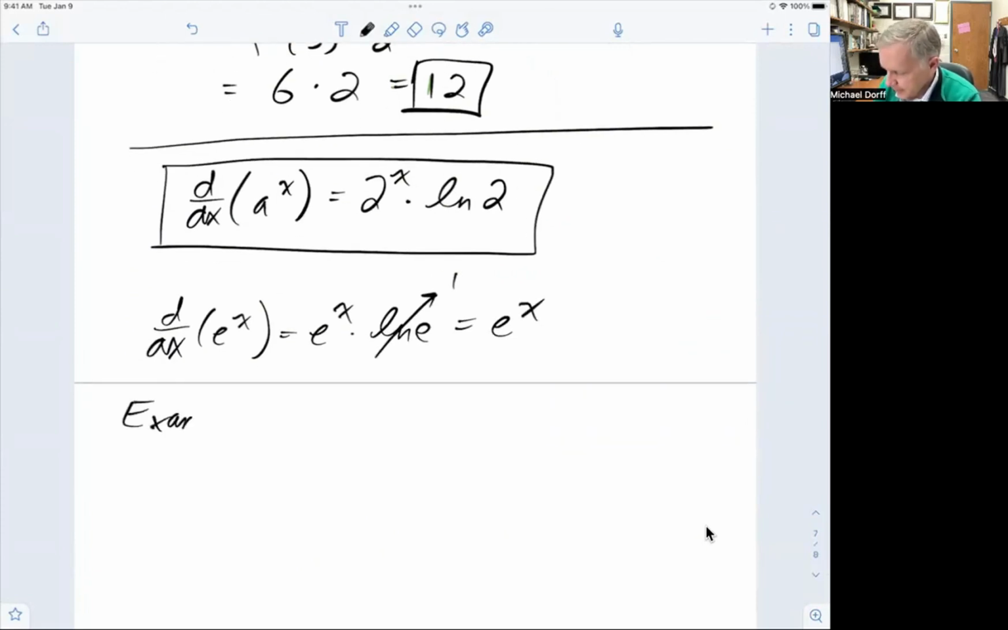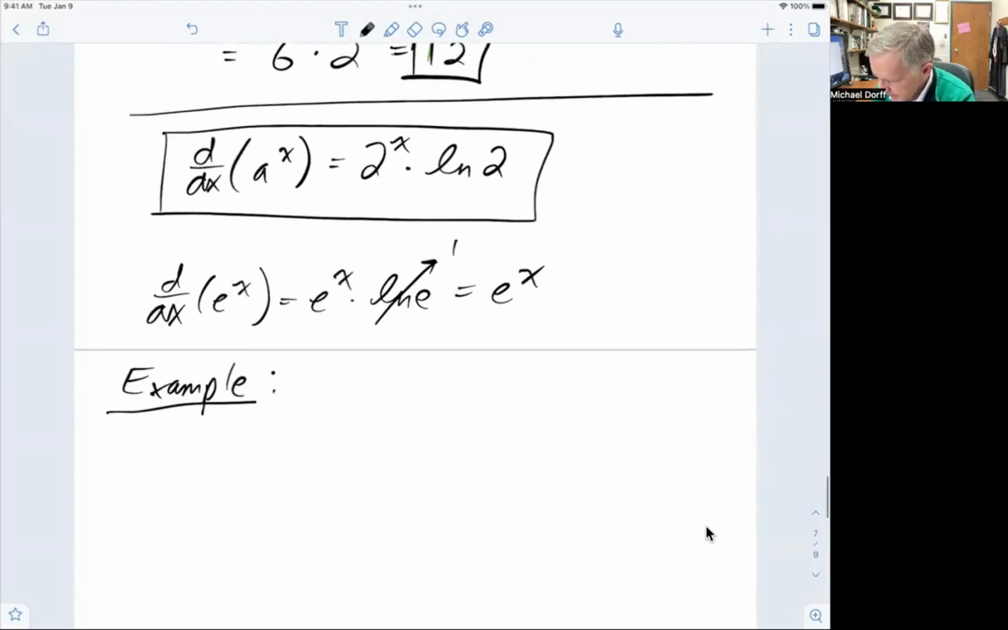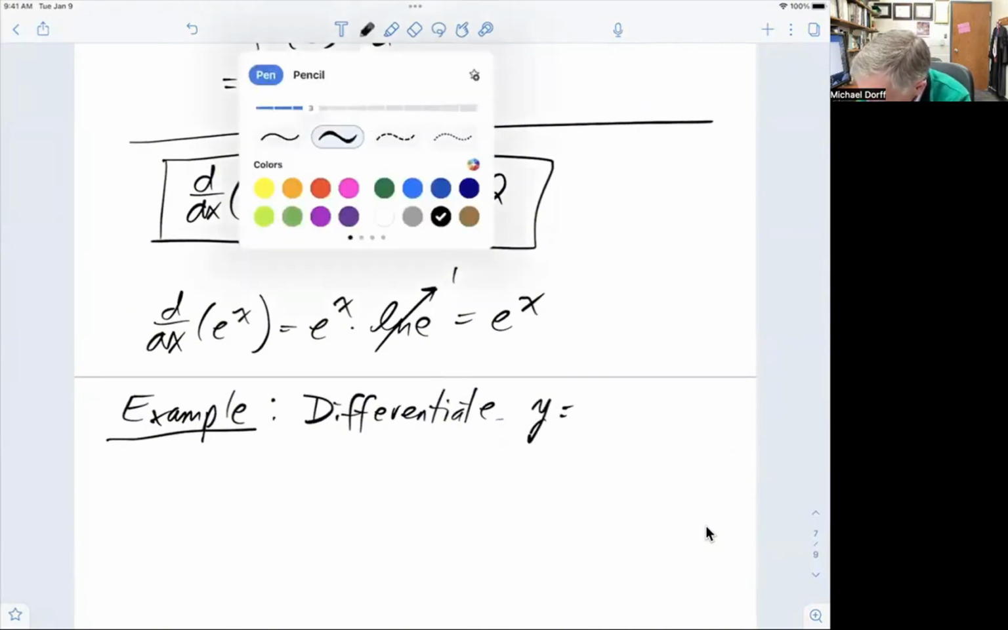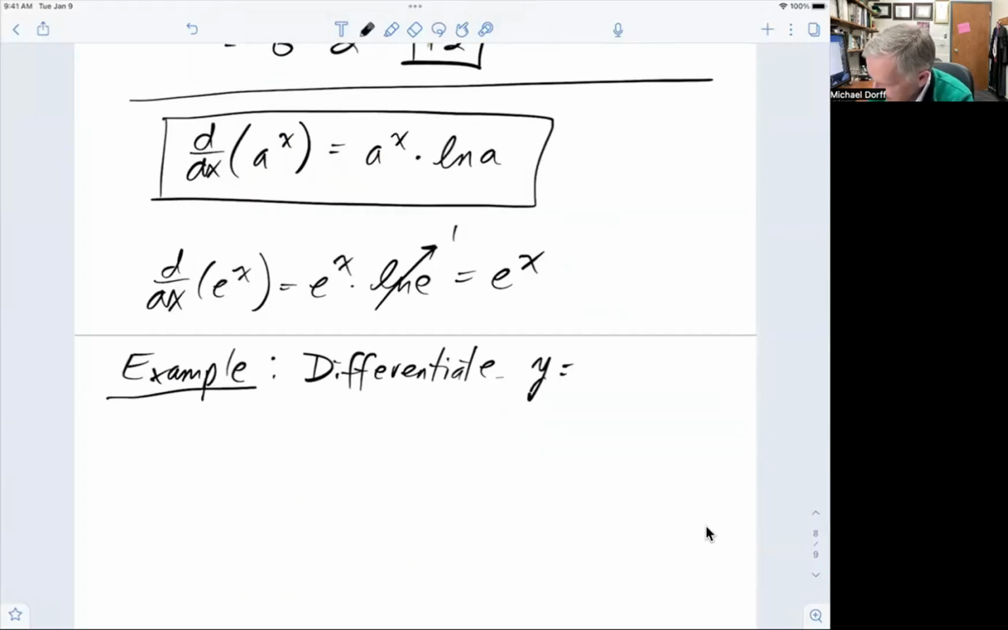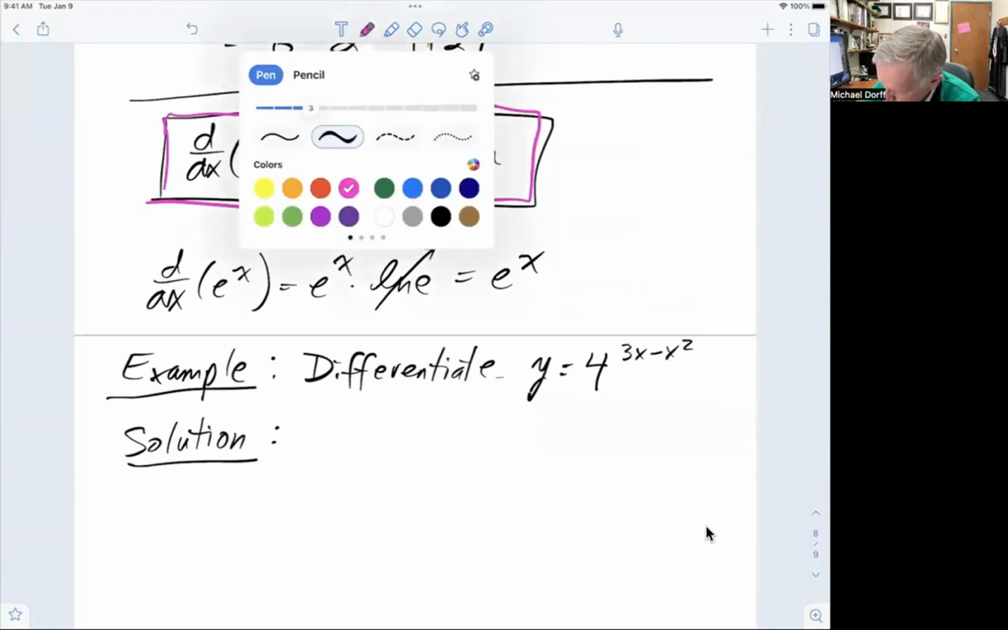And so then a final example of this is if I wanted to differentiate, let's say y equals, oh, sorry, I made a mistake again. Sorry about that. This is not right. This is a to the x times natural log of a. So if I now have y equals, let's just say 4 to the 3x minus x squared. Then when I differentiate that, I'll make this a pink box too. So we have 2 pink boxes. Both of them are important.